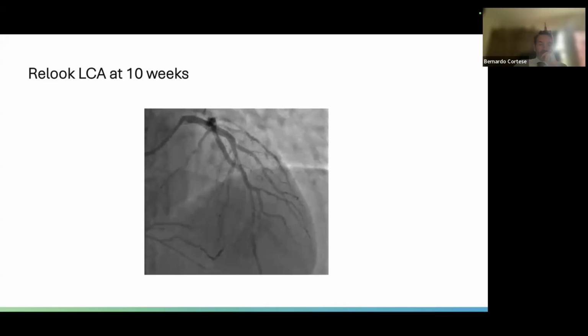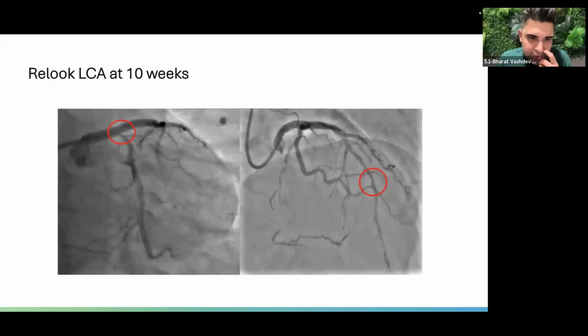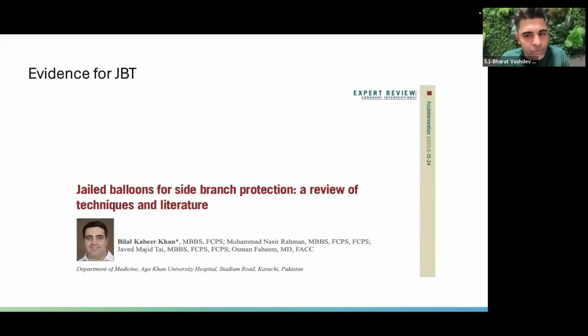Okay. Nice. So you can see there the circumflex looks good. The LAD, now you have a future LIMA target. And you know, he's doing really quite well. So what is the evidence for the jailed balloon technique?